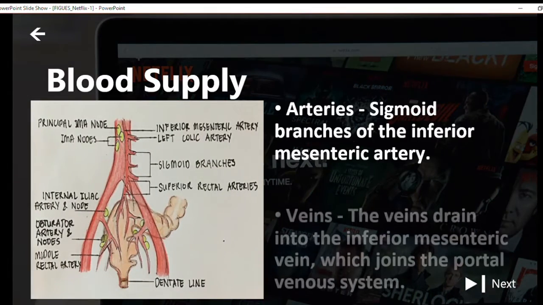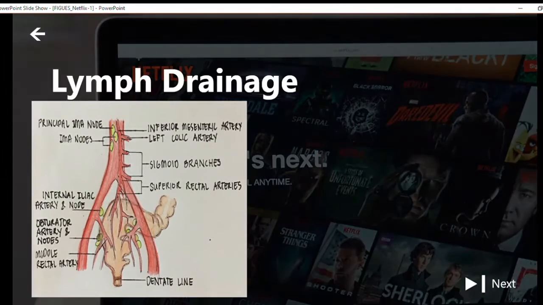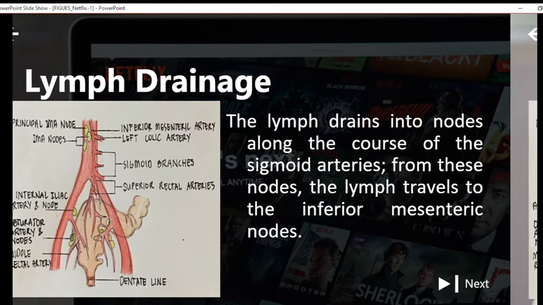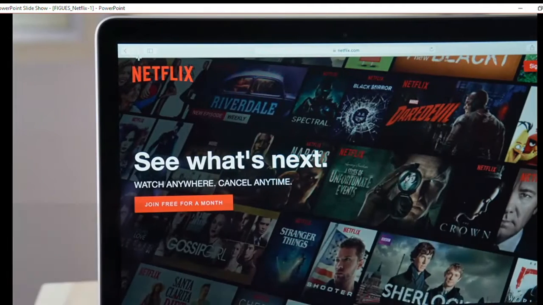Next is blood supply. The arteries are sigmoid branches of the inferior mesenteric artery, which can be seen here in this area. The veins drain into the inferior mesenteric vein, which joins the portal venous system. The lymph drains into the nodes along the course of the sigmoid arteries. From these nodes, the lymph travels to the inferior mesenteric nodes. The nerve supply is from the sympathetic and parasympathetic nerves from the inferior hypogastric plexuses.